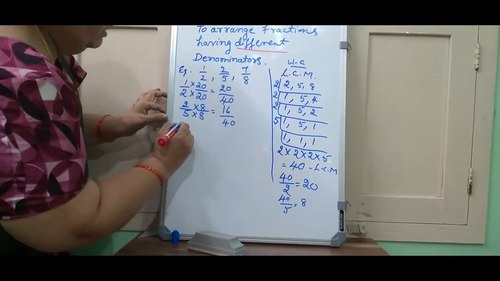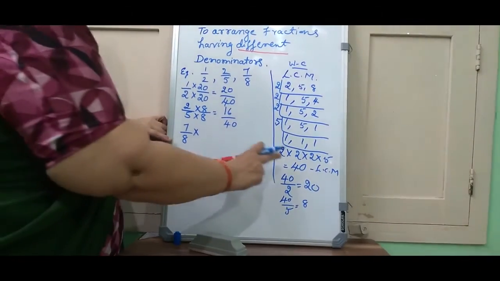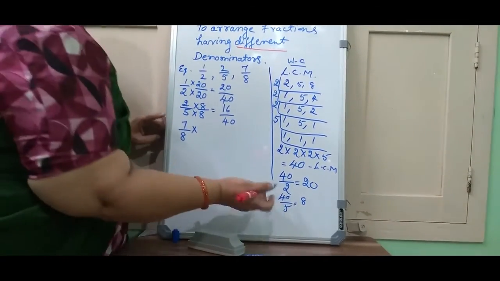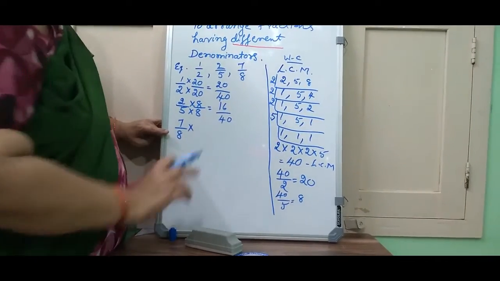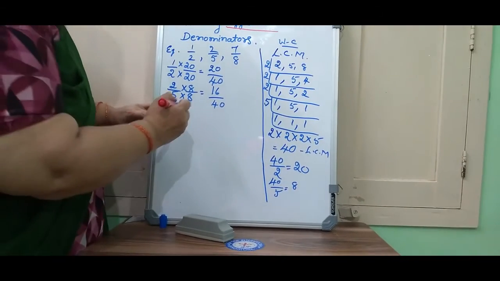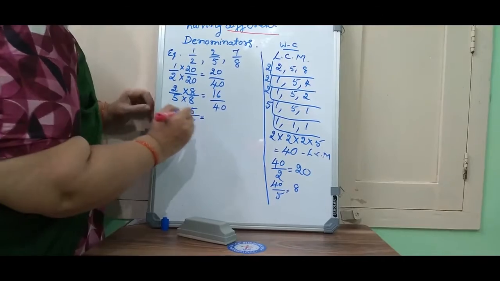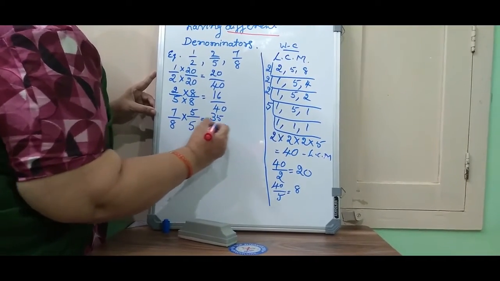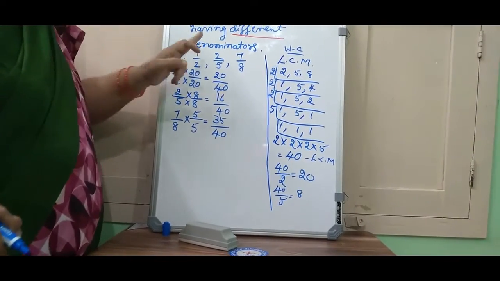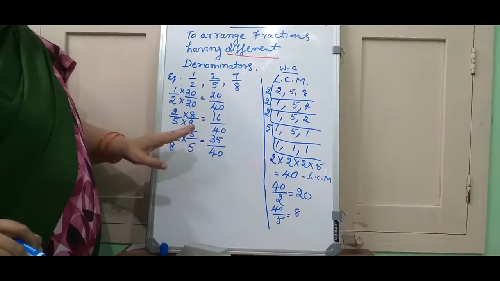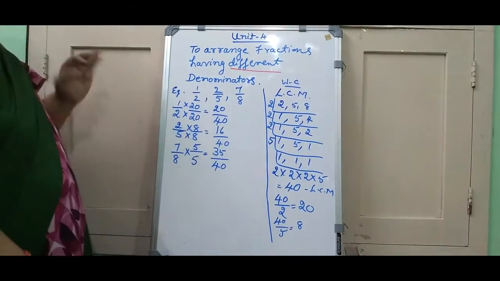Let me convert the third one also similarly. What number should we write here? 8 fives are 40. You can do it orally also. I have shown you two examples of how to do this. For the number 40, we are converting the denominator to the LCM, that is 40. So here, let me write 5. We are multiplying the numerator and denominator, so 35 by 40. Okay, now we have converted the three fractions into fractions having the same denominator: 20 by 40, 16 by 40, 35 by 40.